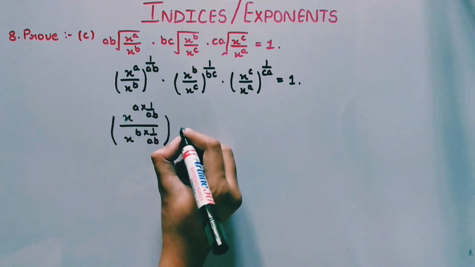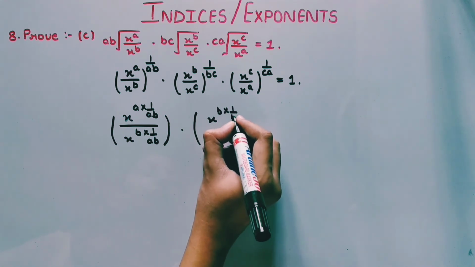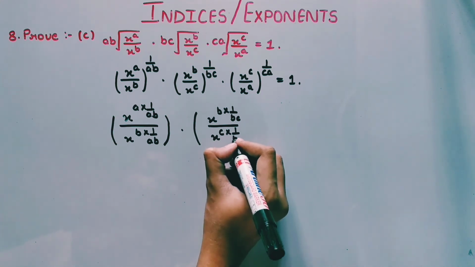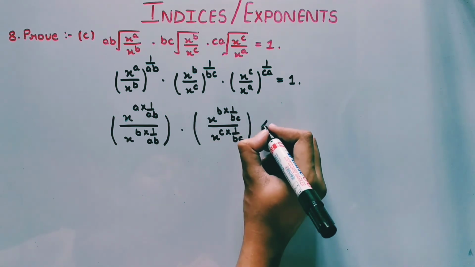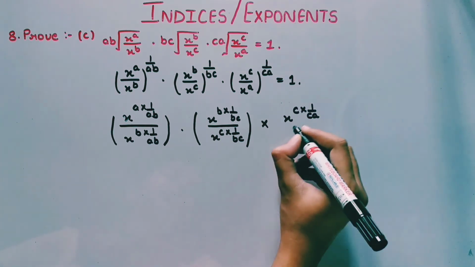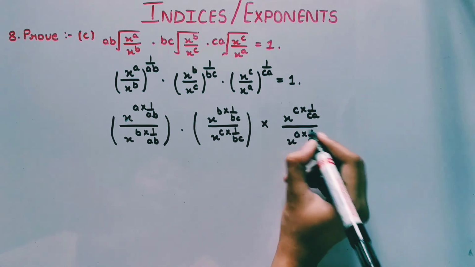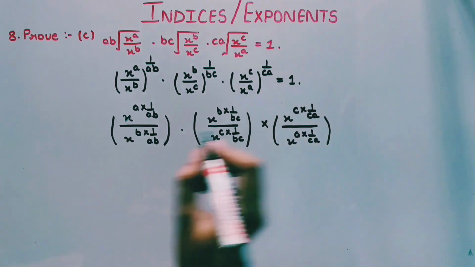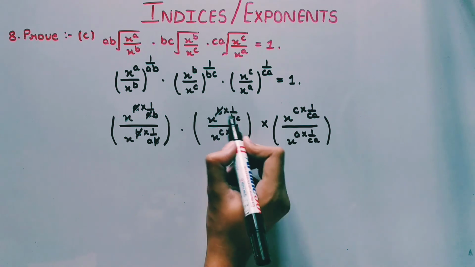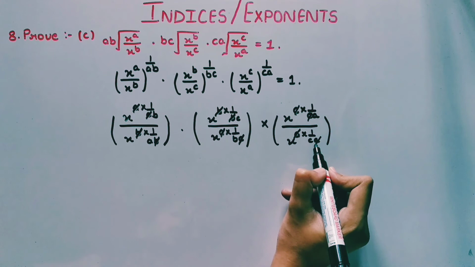whole bracket, multiplied by x raised to power b, multiply 1 upon bc, divided by x raised to power c, multiplied by 1 upon bc, multiplied by x raised to power c, multiply 1 upon ca, divided by x raised to power a, multiply 1 upon ca. Now a cancelled, b cancelled, b cancelled, c cancelled, c cancelled, a cancelled.